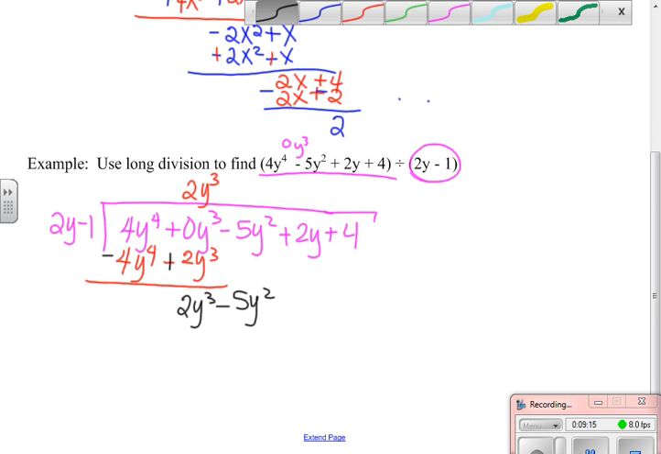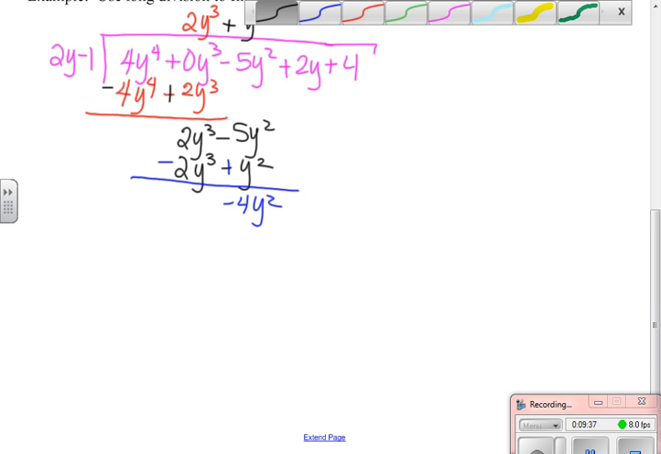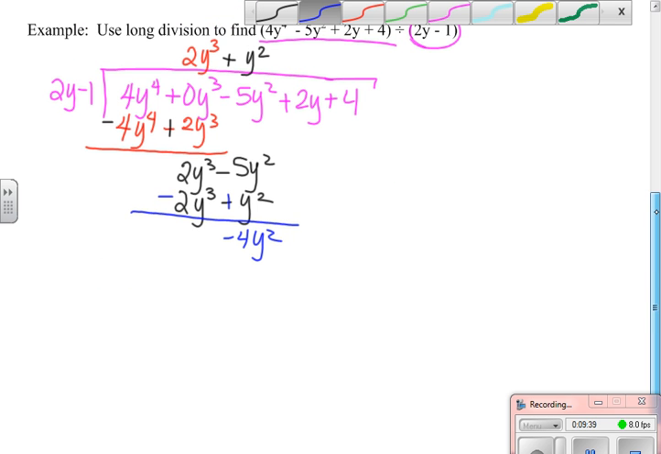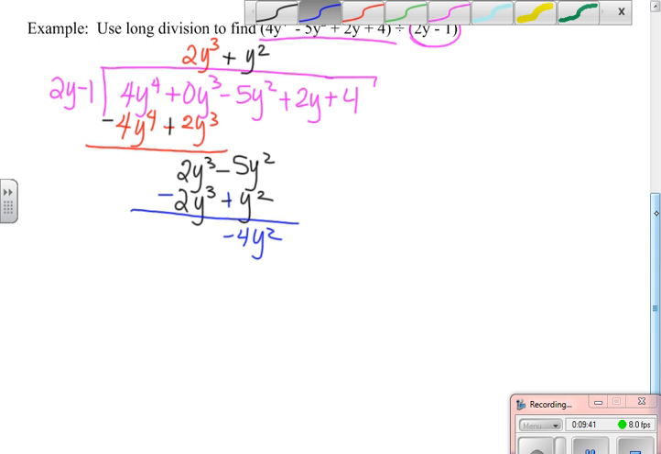2y goes into 2y cubed, y squared times. Do the multiplication. I end up with 2y cubed. Negative y times positive y squared is negative y squared. Do your subtraction by switching your signs. And I end up with negative 4y squared. Bring down your next term.